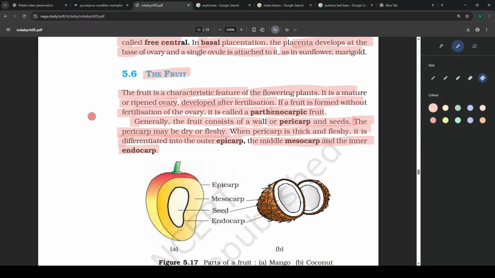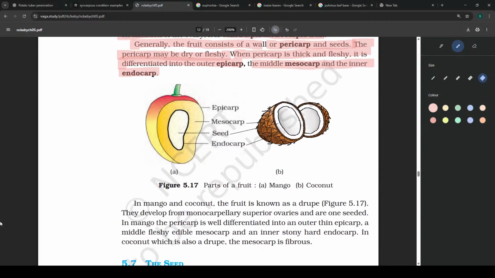The fruit wall is called the pericarp, and in case of dry fruits, it is dry. In case of normal fruits, it is thick and fleshy. If it is thick and fleshy, it is again divided into three layers: epicarp, mesocarp, and endocarp. In mango and coconut, we see these three layers. Parts of fruit: A mango, B coconut. The outer layer is the epicarp. Mesocarp is the edible portion in case of mango. The seed is not edible. The layer covering the seed is called the endocarp.